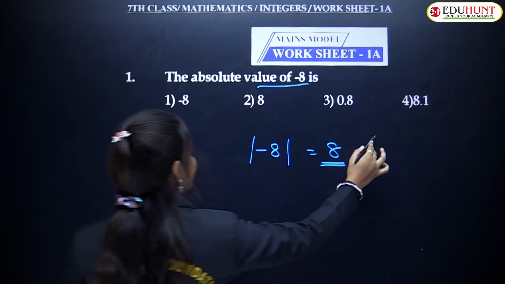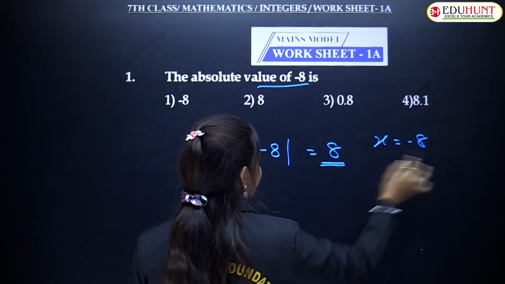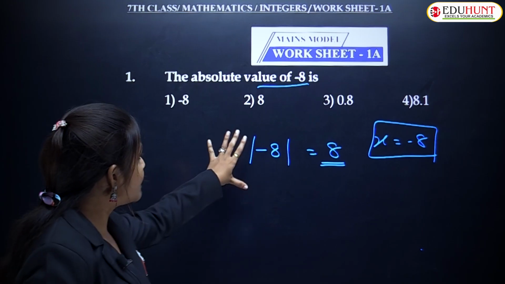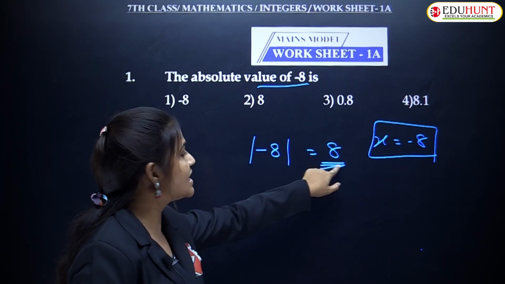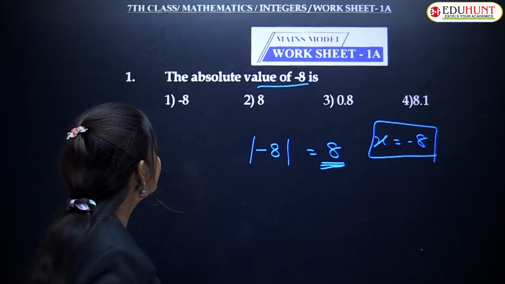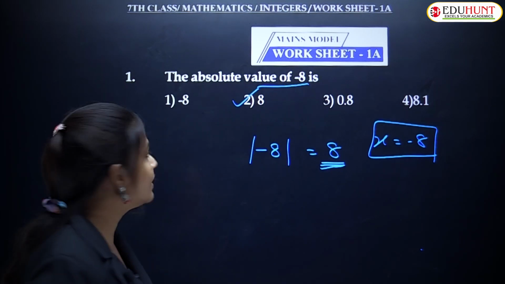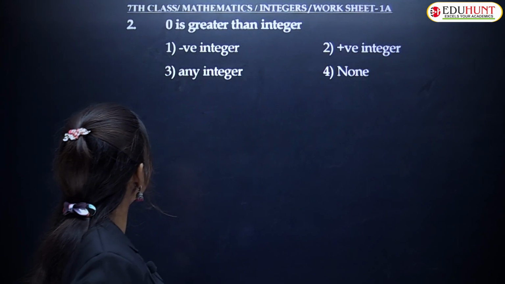Here x is equal to minus 8. Then the modulus of minus 8, the absolute value of minus 8, is positive 8. Understand? So which option is correct here? Option 2 is correct. Clear? Yes. Next, see the second one.